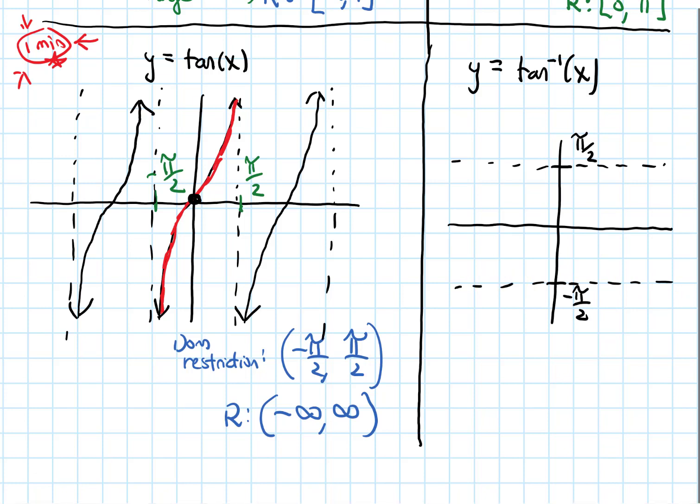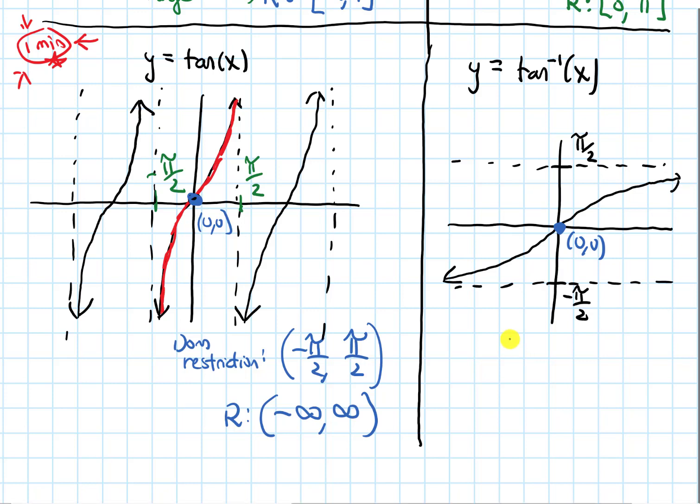One of the points on tangent's graph was 0, 0. And when I switch the x and y values, it stays 0, 0. So that's going to be a point on the inverse tangent graph. And now, when I flip all the x values and the y values, inverse tangent's graph sort of snakes horizontally up like this.